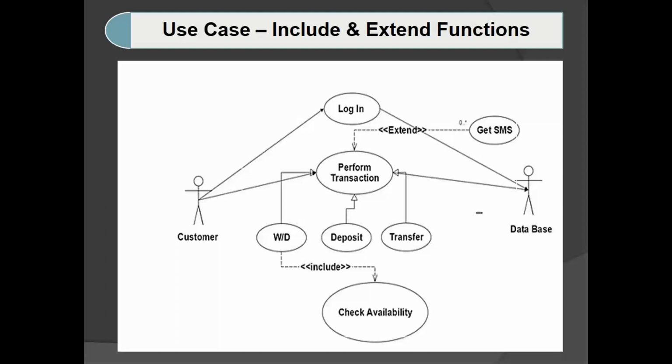As soon as the system gives you 5,000, within some fraction of seconds, you are going to receive an SMS on your registered mobile number saying that you have withdrawn 5,000 rupees. The available balance is so and so. So here withdrawing is nothing but the base action and getting the SMS is nothing but the extend action.